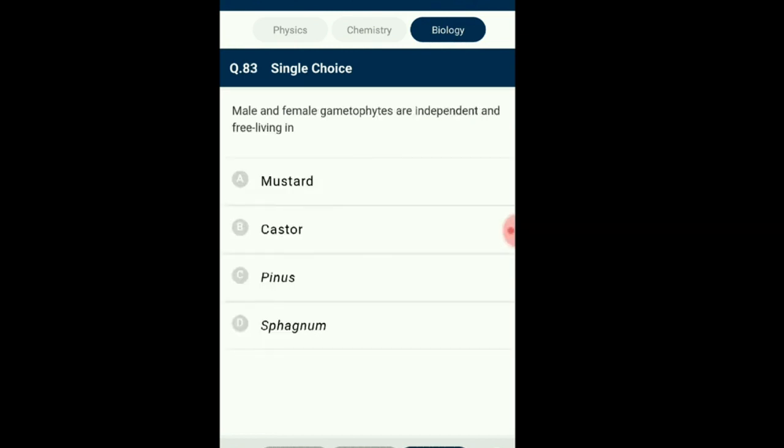Question number 83. Male and female gametophytes are independent and free living in? Sphagnum is a bryophyte in which male and female gametophytes are independent and free living. In Pinus, a gymnosperm, and mustard and castor, angiosperms, the main plant body is a sporophyte. Gametophyte is highly reduced and is completely dependent on the sporophyte. So the answer is option D, Sphagnum.